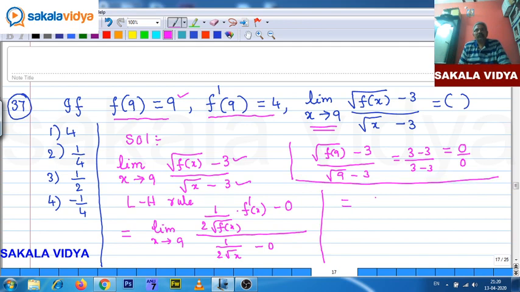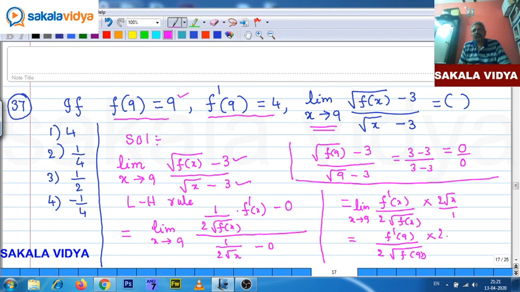So, limit is applied here. We can write f dash x by 2 root f of x into 2 root x by 1. Now, the limit extends to 9. Let us apply the limit: f dash 9 by 2 root of f of 9 into 2 root 9 by 1. Now f dash 9 is equal to 4, so 4 by, f of 9 is equal to 9, root 9 is 3, 2 into 3 is 6, 4 by 6 into 6, 6 and 6 cancel, we get 4. First option is the right option.